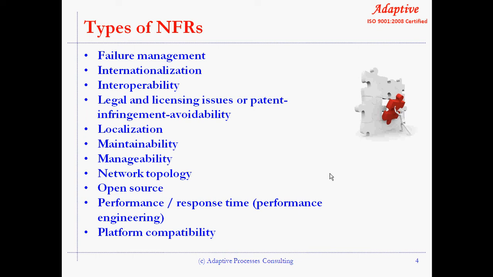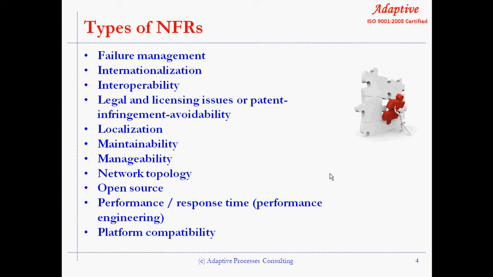Legal and licensing issues are basically with respect to whether the application may infringe on somebody's patent. Localization refers to the ability to be used in a particular country. So, for example, the tax rules in the US will be very different from the tax rules in France or the tax rules in India. Maintainability points to how easy it is to maintain and manage the application. Network topology basically indicates what kind of network architecture is being projected for the application, because many times network topology can have a serious impact on the performance of the application.